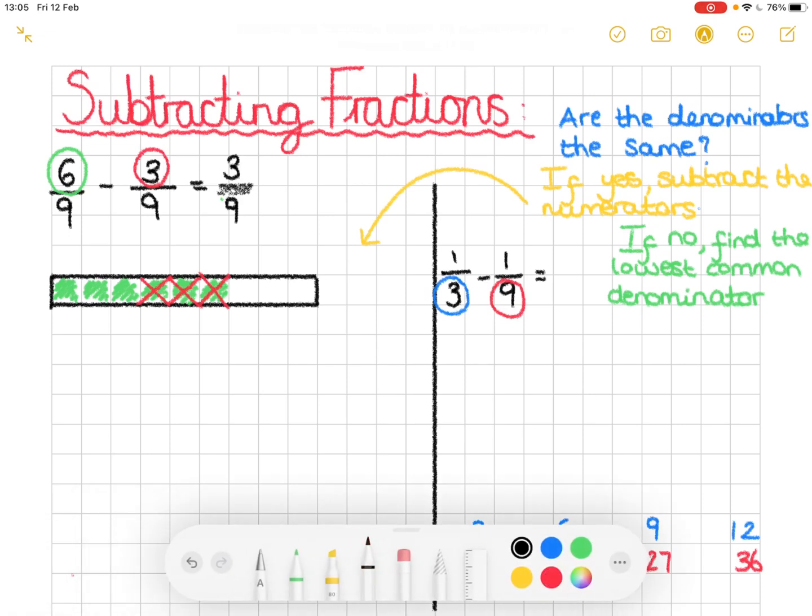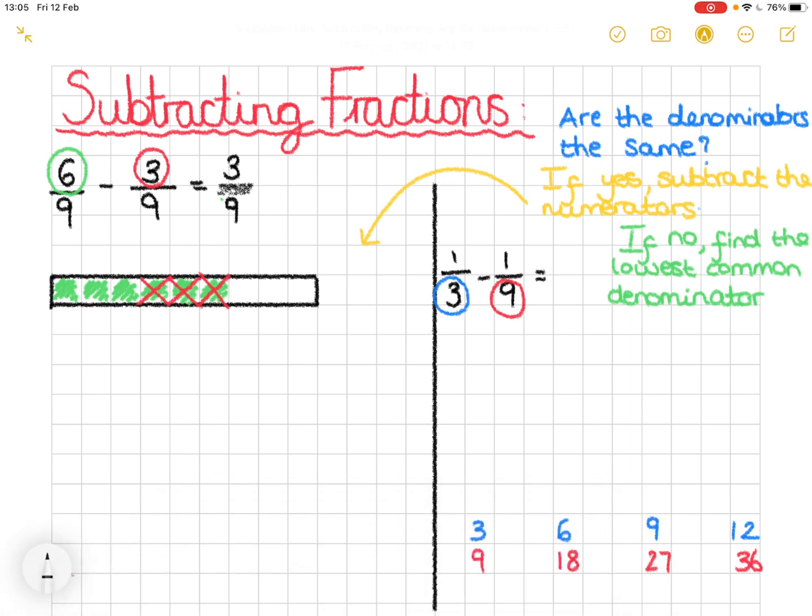And if you've already spotted it, that is 9. So 9 is in the 3 times table, and 9 is, of course, in the 9 times table. So that will be our lowest common denominator. Okay, now if we check our fractions, 1/9 already has 9 as a denominator, so that's not a problem, but 1/3 we need to convert.